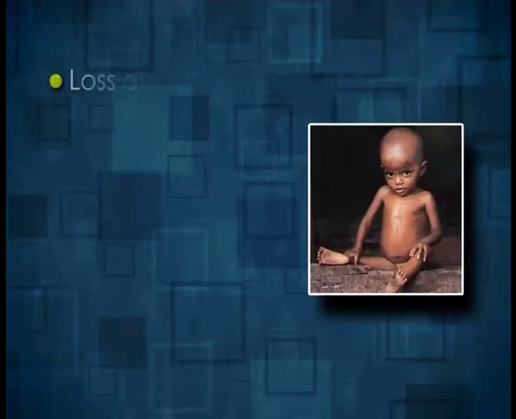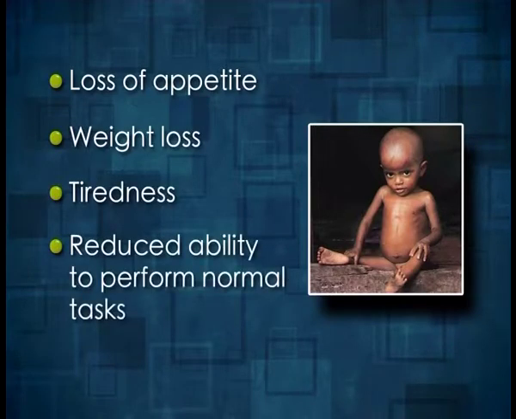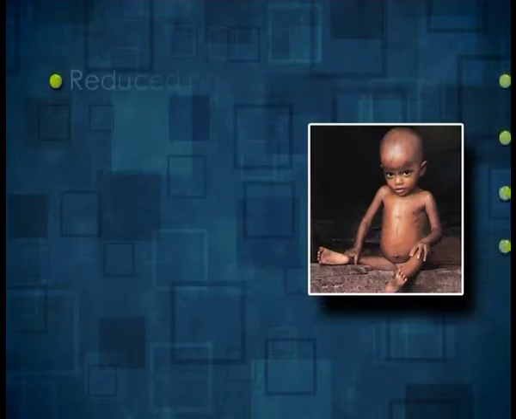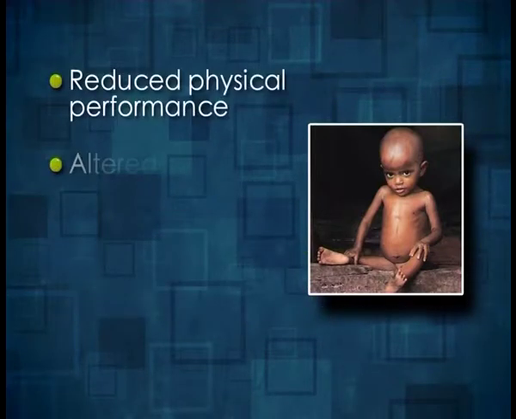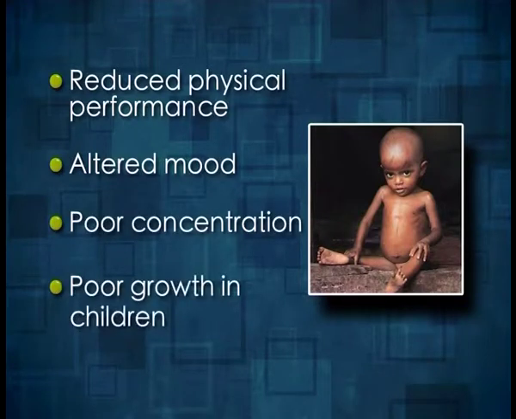Malnutrition can often be very difficult to recognize, particularly in patients who are overweight or obese to start with. Malnutrition can happen very gradually, which can make it very difficult to spot in the early stages. Some of the symptoms and signs to watch out for include loss of appetite, weight loss, tiredness, reduced ability to perform normal tasks, reduced physical performance, altered mood, poor concentration, and poor growth in children.